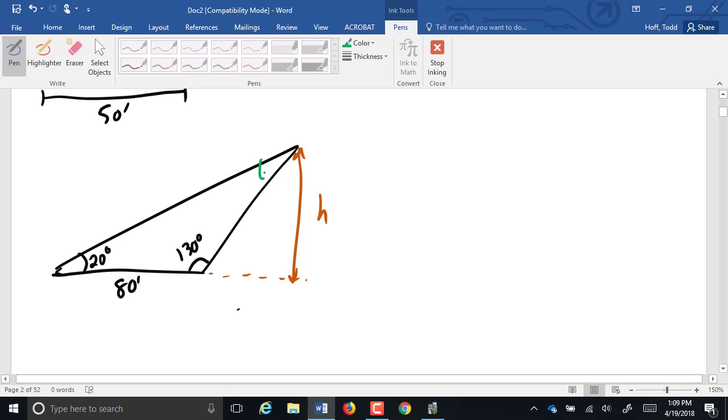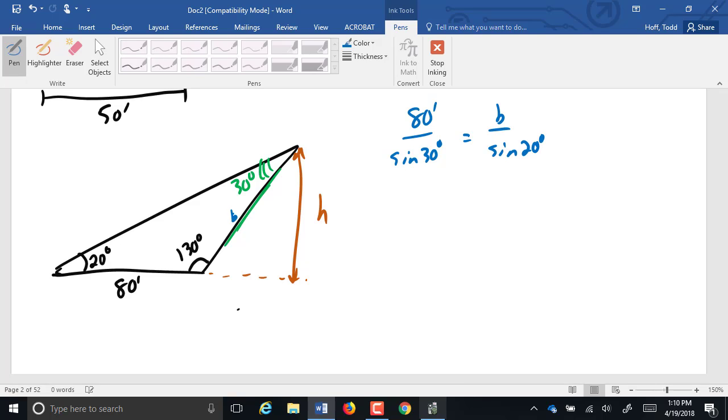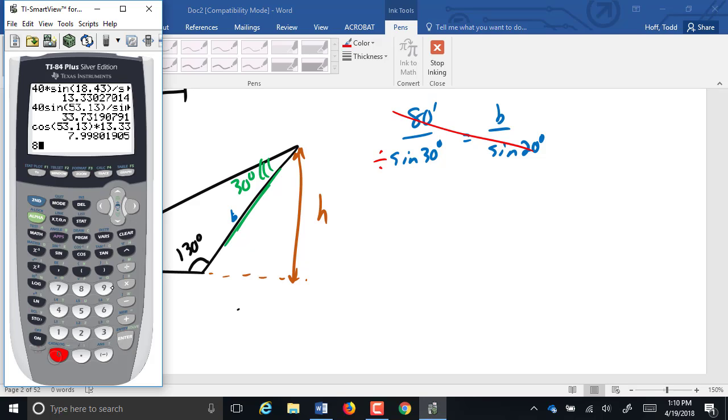what'd you get for this angle right up here? 30 degrees. Okay, perfect. So this side here is going to be found 80 feet over the sine of 30 degrees equals, if I'm going to call this B here, B over the sine of 20 degrees. Does it have to be bigger or smaller than 80? Smaller than 80 because that angle is smaller. So 80 times the sine of 20 divided by the sine of 30.